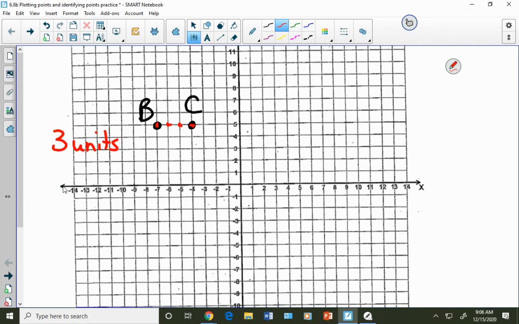Okay, 3 units. Let's try another one. We've got point E here and point G here. Okay, how many units is it in between points E and G? So we start at point E, and we don't count exactly where we're at. Don't count till we move. So right now I'm at point E, so I start counting when I move. So 1, 2, 3, 4, 5. So the distance between point E and point G is 5 units.